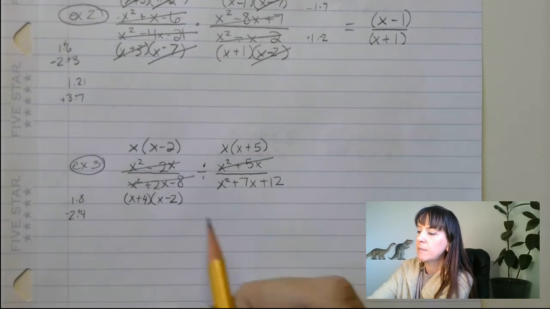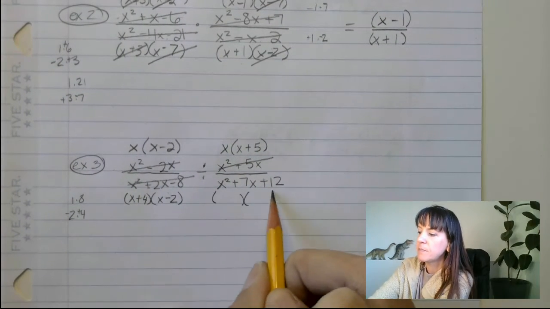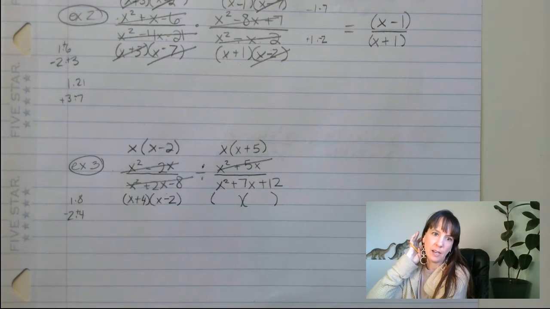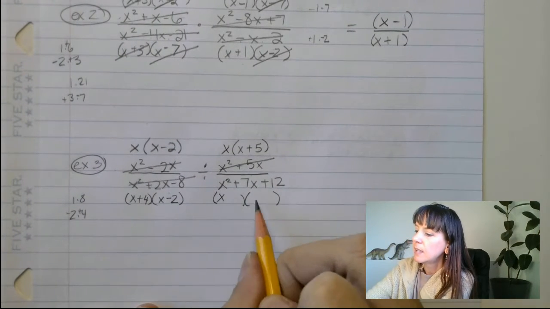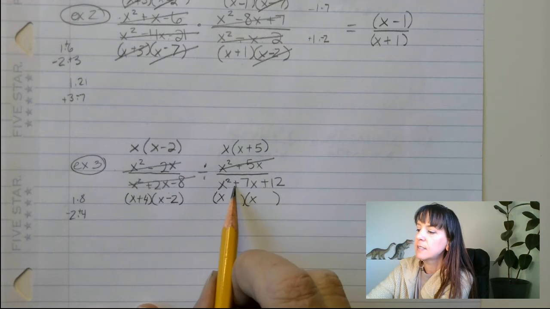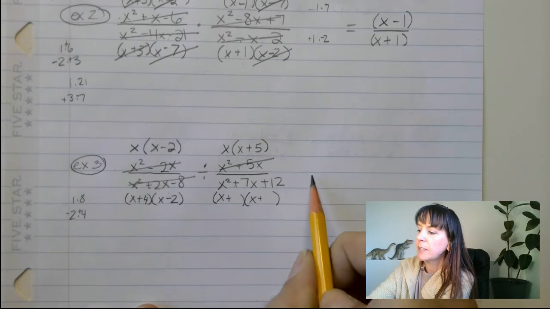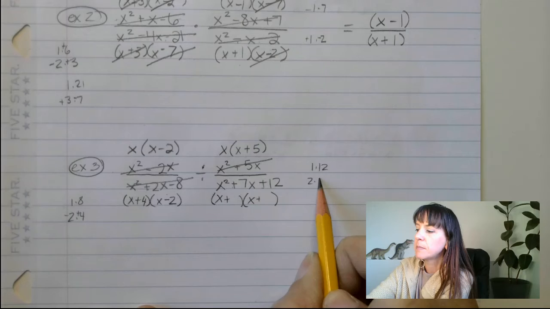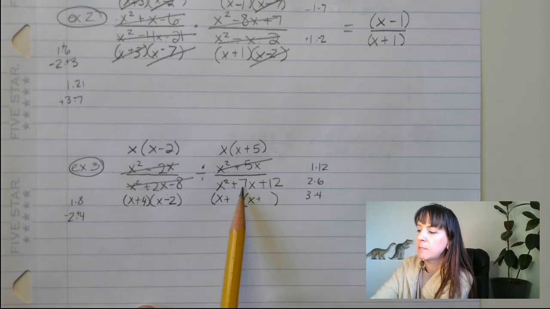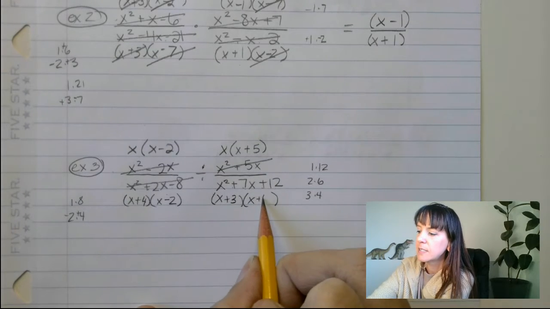Oh, cross it out. And then let's do some bubbles here. Okay, so on this guy, yep, x, x. This tells us same signs. This tells us positive, positive. Factors of 12, 1 times 12, 2 times 6, 3 times 4. I need a positive, positive to get 7, so 3 and 4.